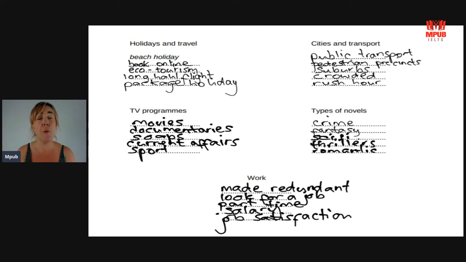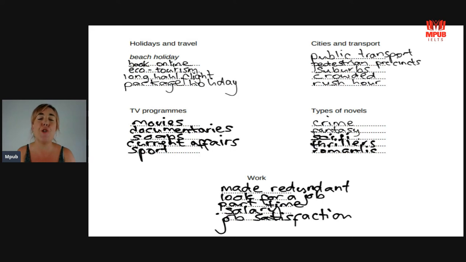Part-time. So if I just work Monday, Tuesday, Wednesday, that's part-time. If I work Monday, Tuesday, Wednesday, Thursday, Friday, that is full-time. Next, we have salary. That is the money you receive every year for your job.